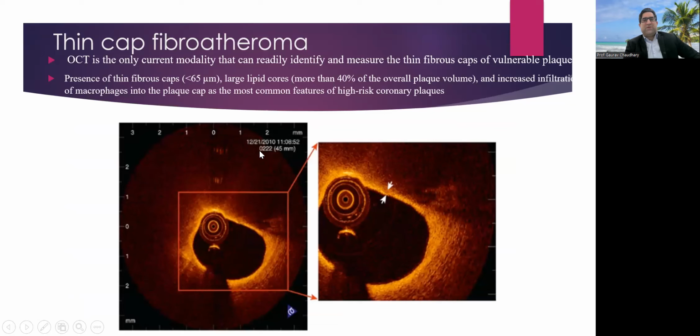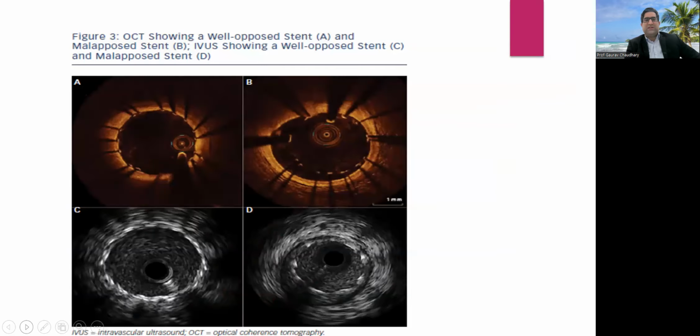So there is one word about thin cap atheroma. At the atheroma site, if you measure the thickness of the cap, and it is less than 65 micron, then it is more prone for rupture and erosion, and it is called thin cap fibroatheroma. It usually is associated with large lipid cores, more than 50% of the plaque volume, as well as the macrophage density is more, and this is a vulnerable plaque.